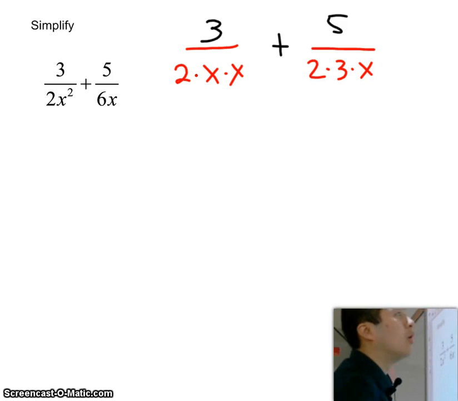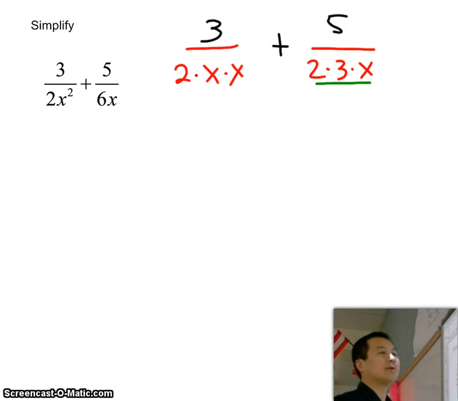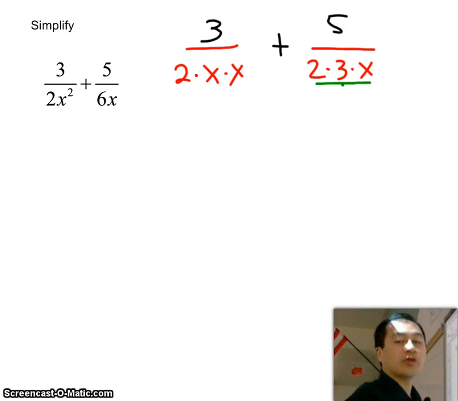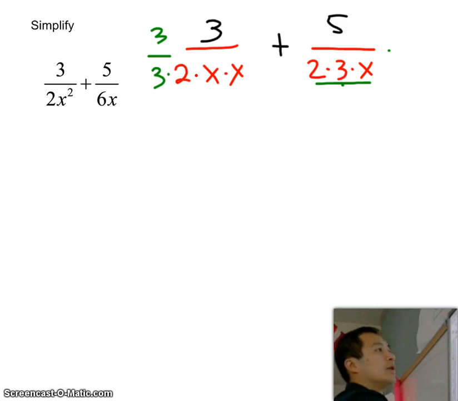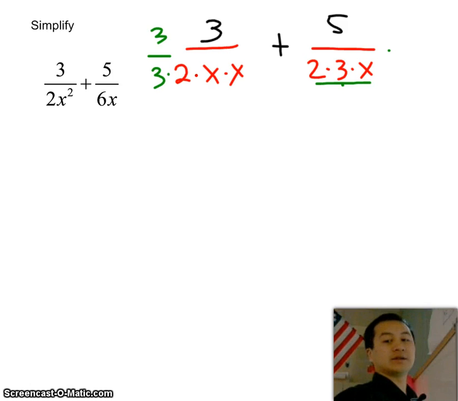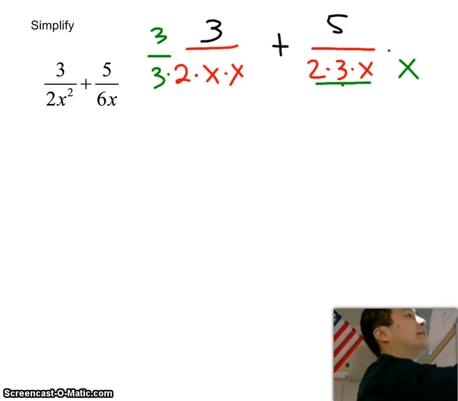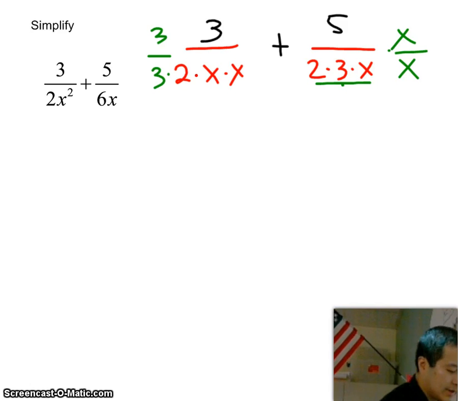All right, now, what does this have that I don't have? Does it have a 2? Do I have a 2? Yes. It has a 3. Do I have a 3? No, so I want a 3. It has an x. Do I want an x? No, because I already have one. When I multiply top and bottom over here, it does the same thing. 3, I have. 2, do I need a 2? No, I have one. How about an x? I have one. How about another x? I don't have that, so I need another x top and bottom.